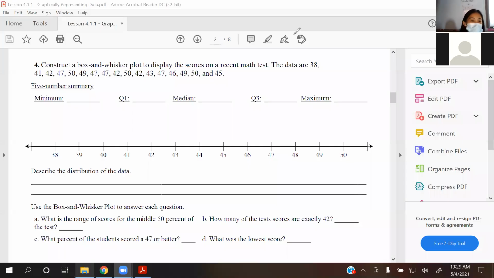All right, so we're going to construct another box and whisker plot. Your first task is to order all of this from smallest to biggest. So that's what we're going to do. Let me write this out. I'll do it in blue. So smallest to biggest.